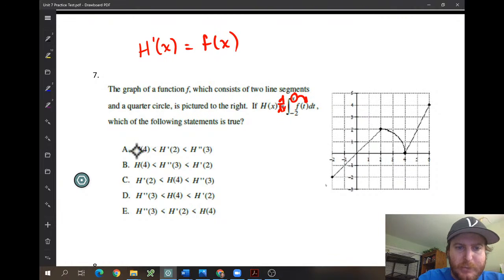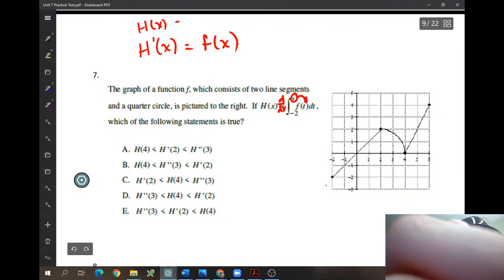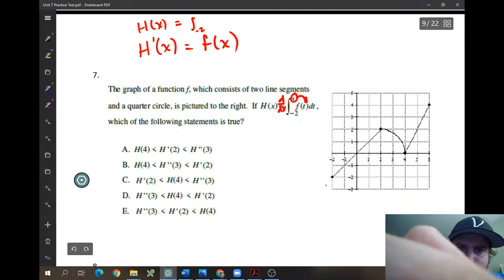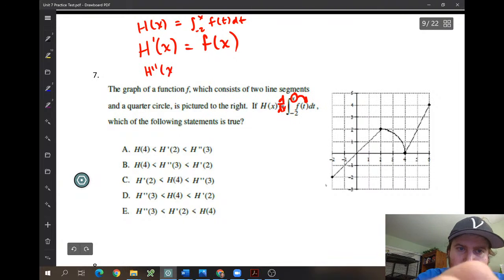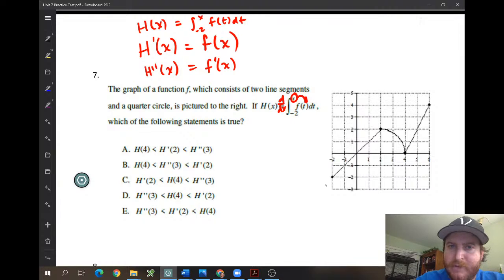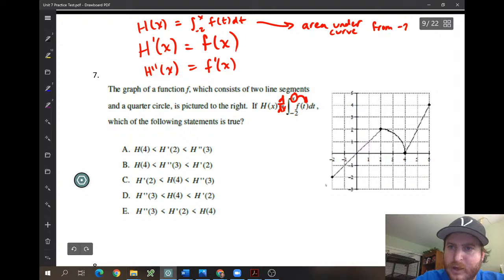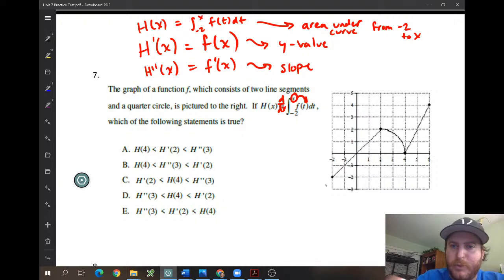And they're asking me to compare h prime and h double prime. So h of x was the integral from negative 2 to x of f of t dt. And so what would be h double prime of x? Well, h double prime of x would be the derivative of this, which would be f prime of x. So looking at it graphically, h of x is going to be the area under the curve from negative 2 to x. f of x is going to be our y value. And f prime of x is going to be our slope, right? Because it's f prime. So h double prime will be our slope.